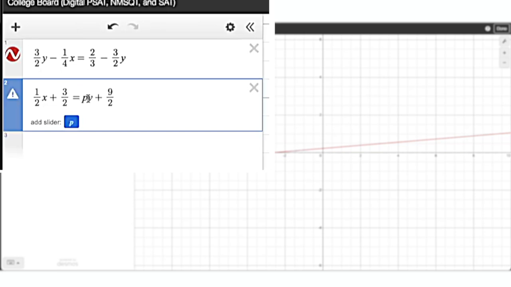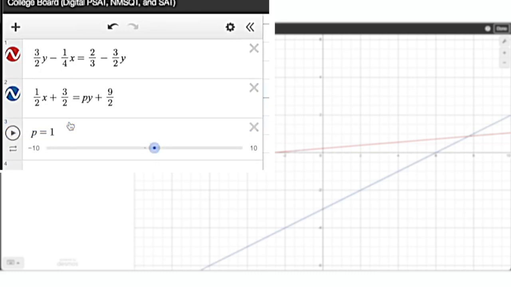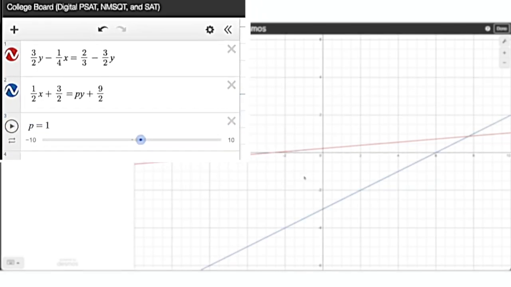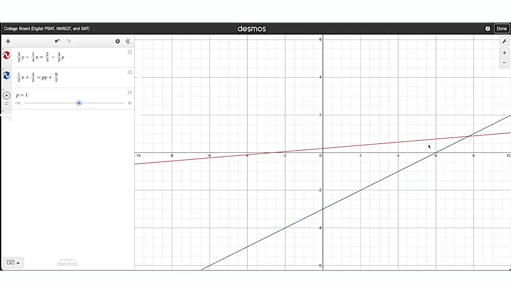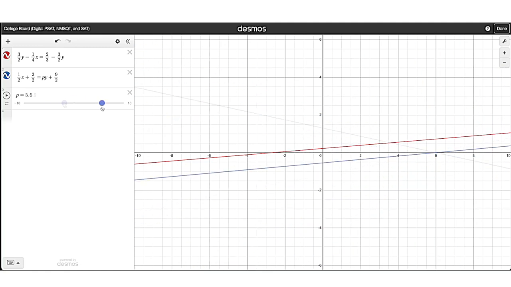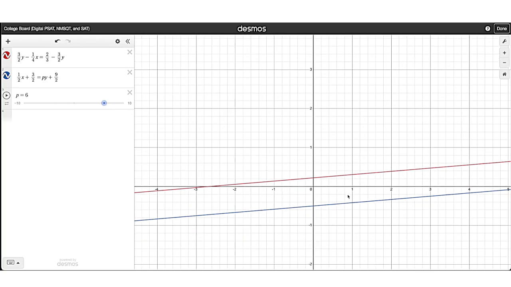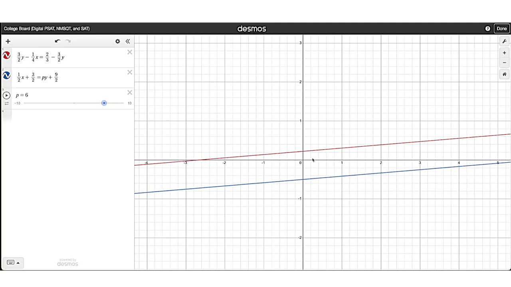Okay, and then we have 1/2 x plus 3 over 2 equals py plus 9 over 2. And since we have a constant p that we're trying to figure out, we do have to add a slider. Now, remember what our goal is? We're trying to get the same slope. We're trying to make these guys parallel. So we basically want to play with this until they are parallel. If we slide this around, we can see that when p equals 6, they are indeed parallel. So our answer is going to be 6.